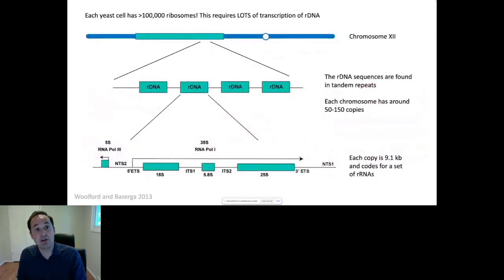And each yeast cell needs, let's say, 100,000 or so ribosomes. So there must be lots and lots of transcription of ribosomal DNA. And accordingly, these genomes have many, many copies of the ribosomal DNA sequences on chromosome 12. So there's just one array of all of these tandem repeats. Each chromosome 12 has somewhere in the neighborhood of 50 to 150 copies, it's believed. And each of those copies is about 9 kb long and encodes a bunch of different ribosomal RNAs.